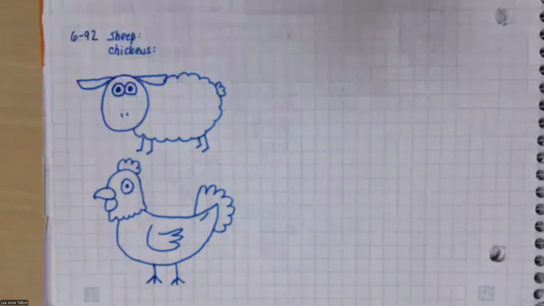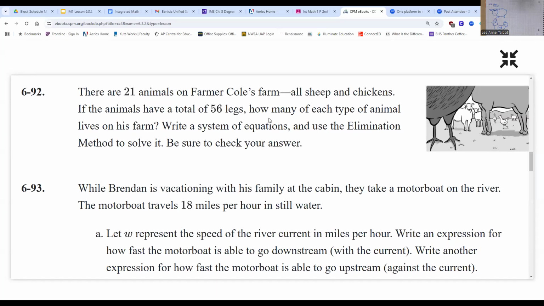This is probably my favorite word problem in the whole book. There are 21 animals on Farmer Cole's farm, all sheep and chickens. The animals have a total of 56 legs. How many of each type of animal live on this farm? Write a system of equations and use the elimination method to solve it. Be sure to check your answer. Okay, we're going to have two equations. One's going to be about legs, and one's going to be about the amount of animals.